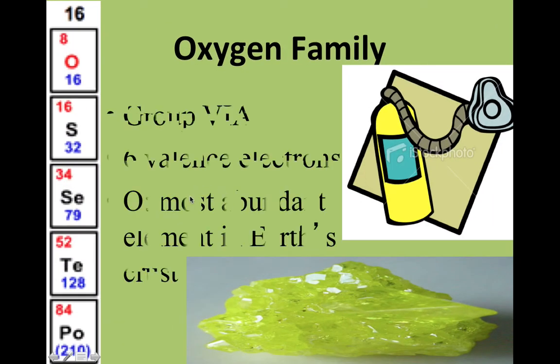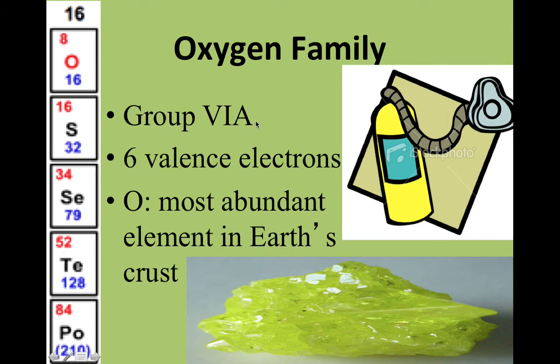The next group is oxygen. It is group 6A, has 6 valence electrons. And the most abundant element that we have there is definitely oxygen. You can see right there. Oxygen combines with most everything on the periodic table. It's the most abundant element in the Earth's crust.